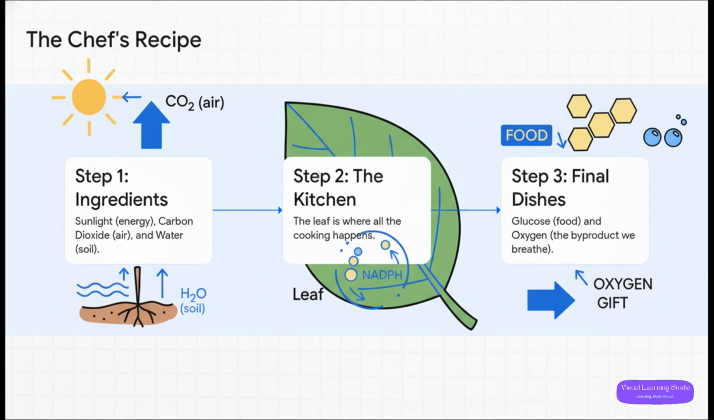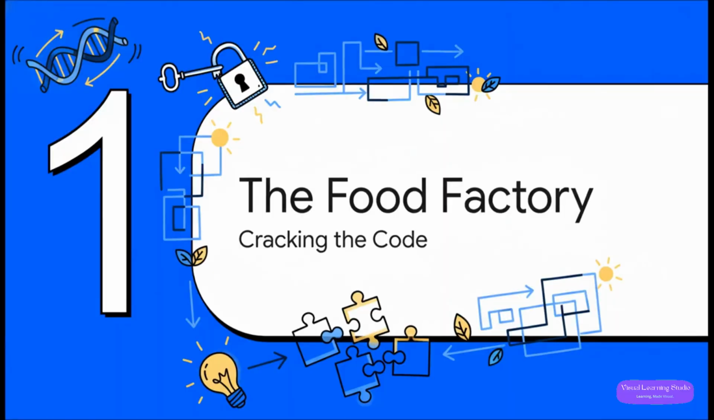First, the chef has to gather its ingredients. Sunlight for energy, carbon dioxide from the air, and of course water from the soil. The kitchen where all the magic happens? That's the leaf. And what about the final dishes it serves up? Two amazing things: sugar, which is the plant's food, and oxygen, which is a pretty nice little gift for the rest of us, right? Okay, let's get into it.